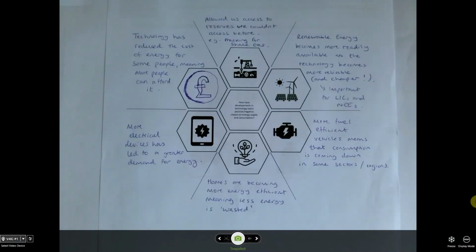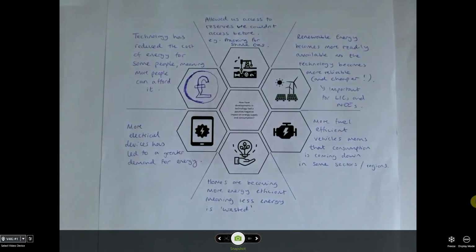And finally then, on page 10, you had another little set of hexagons to try and complete, and these were all about how developments in technology can have both a positive and a negative impact on energy supply and consumption. So we're going to talk through each of these in turn. Again, you might have written down different things, so don't worry if you've written down slightly different notes to the ones that I've written down, and don't worry if you've given a slightly different example to the one I have at the end. The first one at the top, we'll start here.